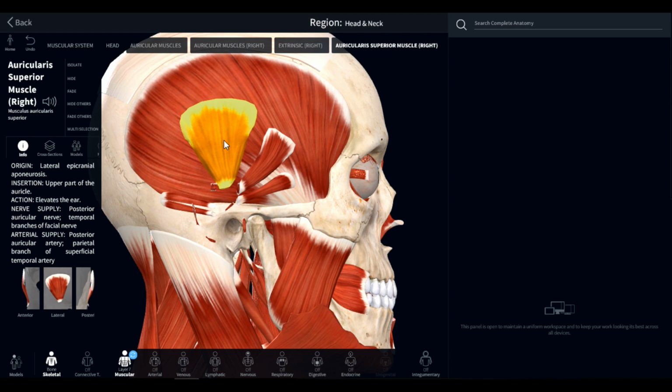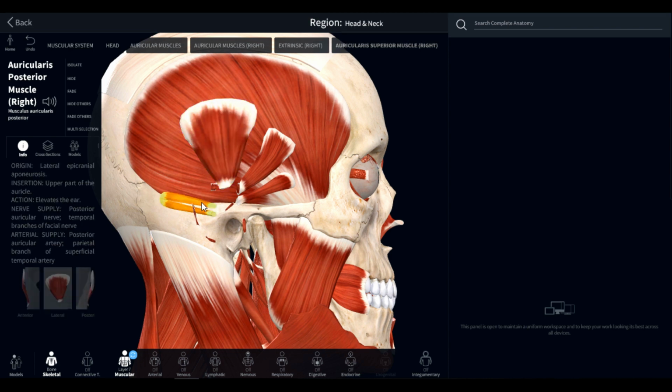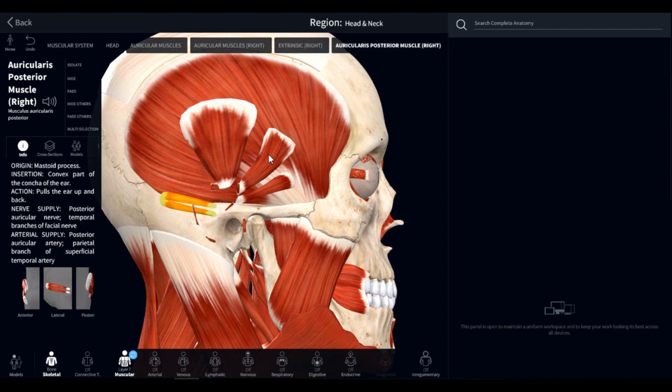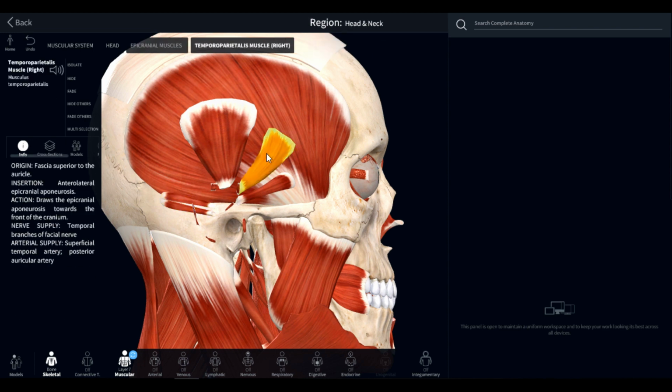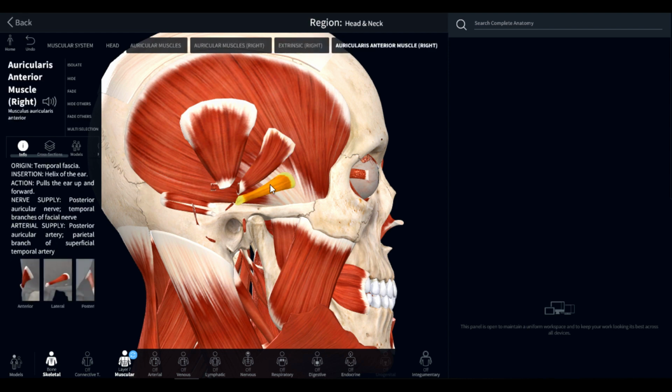Now, the same nerve supply and the arterial supply goes for the auricularis anterior and the auricularis posterior. So these two muscles here are known as the auricularis posterior, and this muscle here is known as the auricularis anterior.